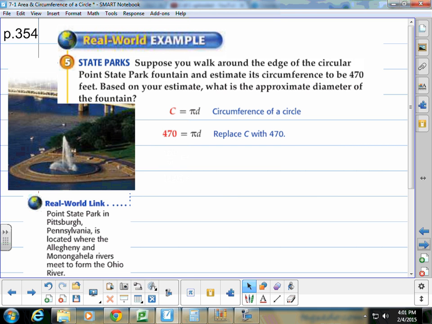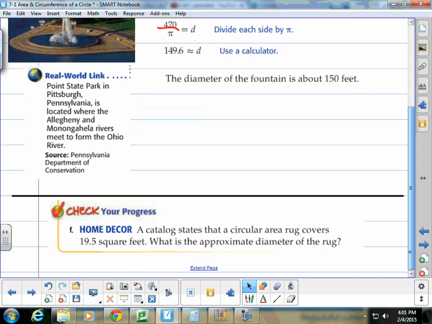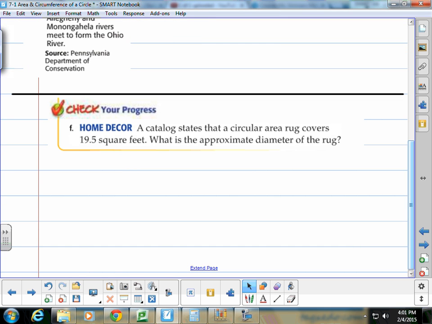So you plug in what you know, replace the circumference, and then you are going to divide by pi. I'm going to show that on both sides, so you do it on both sides to get d alone. And you get the diameter is approximately 149.6. So the diameter of the park is about, since it said estimation, 150 feet. So maybe give this one a try and we can visit it in class.